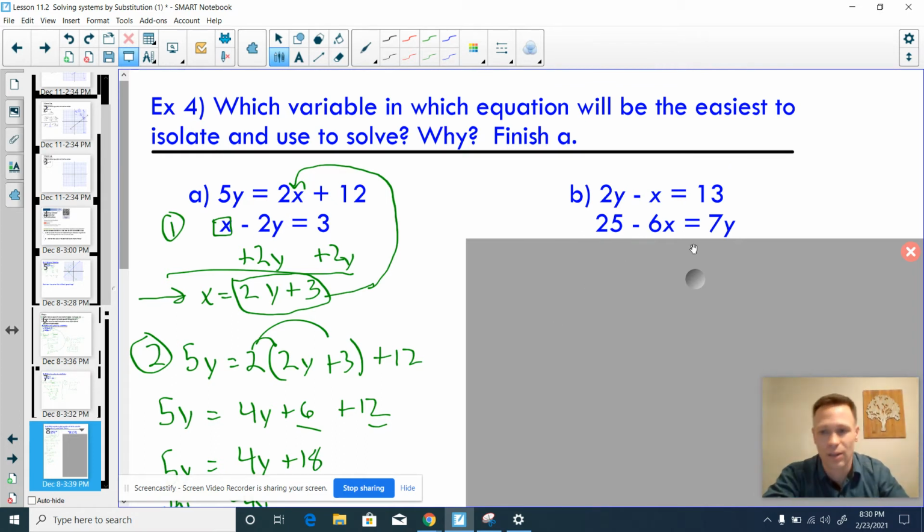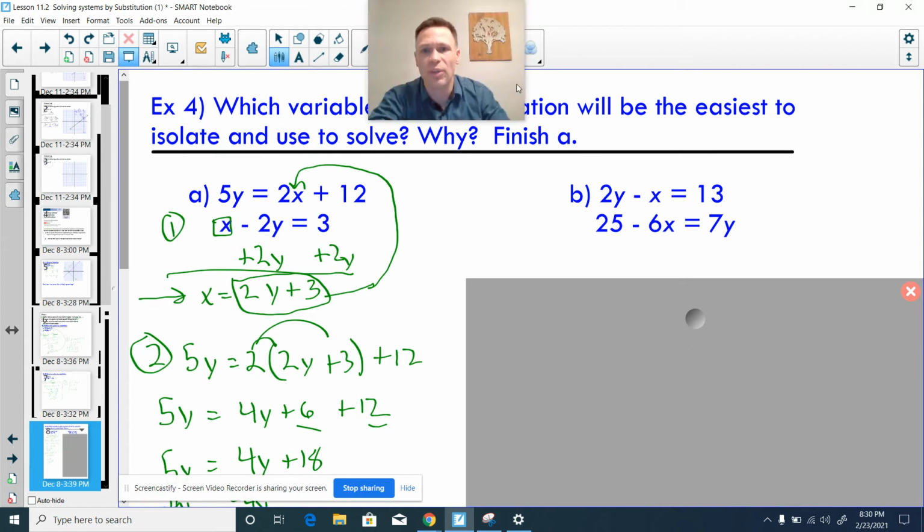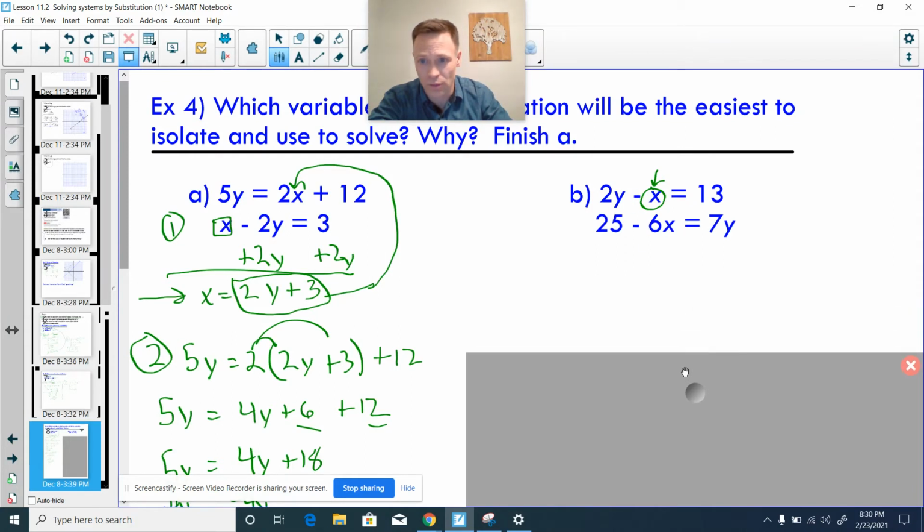Okay, welcome back. Hopefully you tried this on your own, and if not, that's fine. You can follow along. All right, so hopefully you guys noticed that the easy variable to solve for here was x in the top equation. Okay, so that's what I chose.